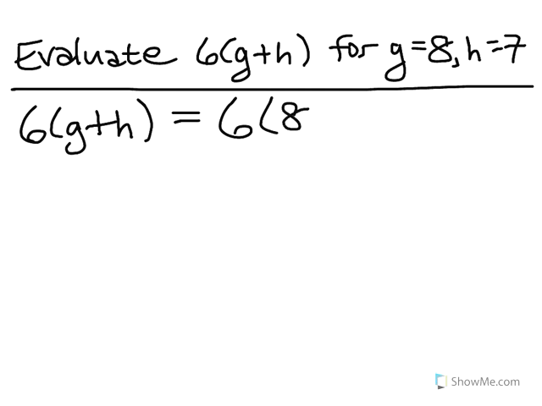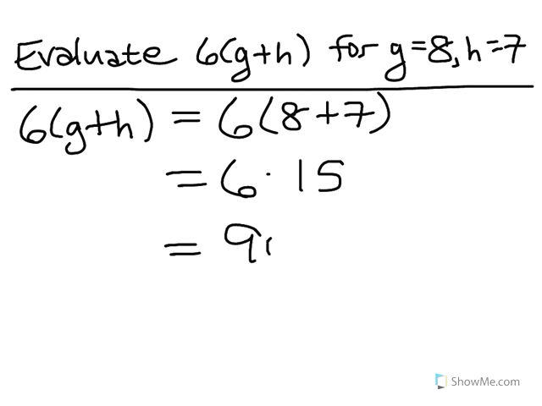G is replaced with 8. H is replaced with 7. 8 plus 7 must be done first because it's inside the parentheses. Normally we would do multiplication first, but in this situation we shouldn't. 8 plus 7 is 15, and 6 times 15 is 90.